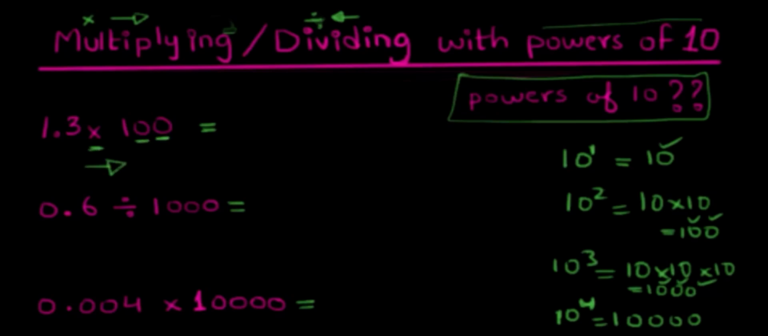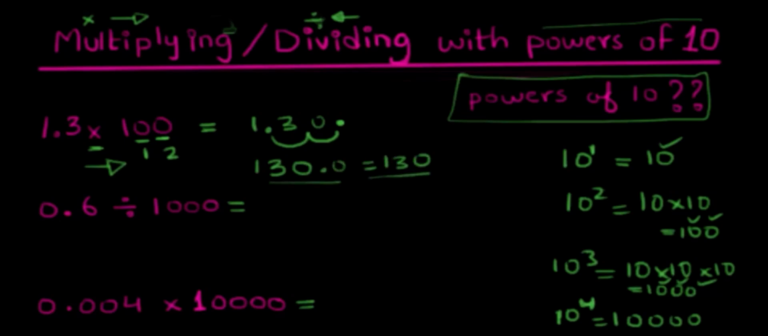It's multiplication, so I'm going to move forward. How many digits? 1 and 2. So I've got 1.3. I'm supposed to move 2 digits forward. So the decimal would end up coming over here, and I'd end up with 1, 3. I'll fill that up with a 0. 1, 3, 0. I can write it as 130.0, or I can just write 130. Exactly the same thing.